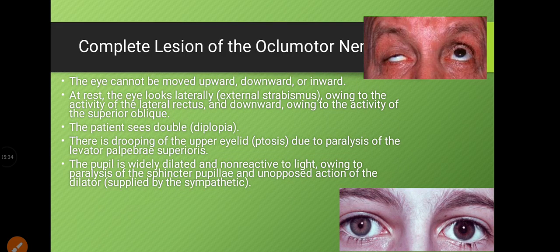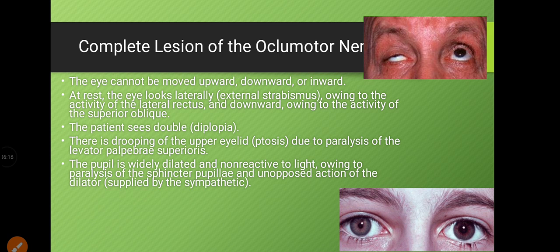Lesion of the oculomotor nerve. It supplies levator palpebrae superioris. So this muscle cannot act during the lesion of the oculomotor nerve, and the patient is not able to elevate the upper eyelid, and this leads to ptosis. Ptosis means drooping of upper eyelids.